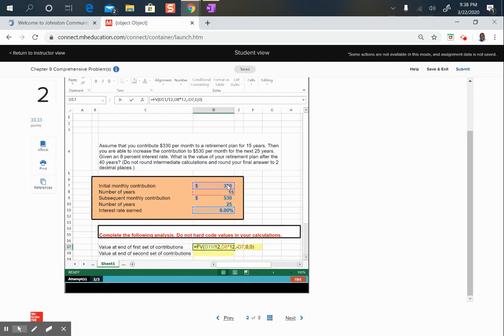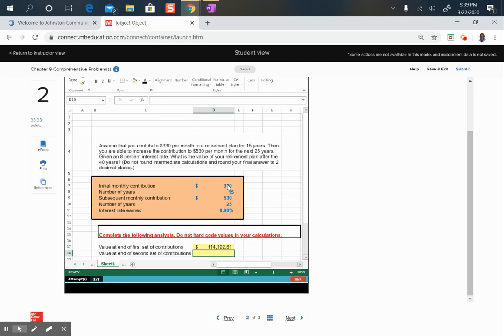And you just close your parentheses and you enter. And therefore, the future value of those contributions by the end of 15 years, you'll have 114,192 and 61 cents. The second part of the problem is the value at the end of the second set of contributions.